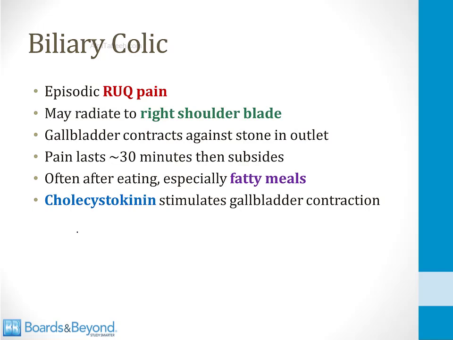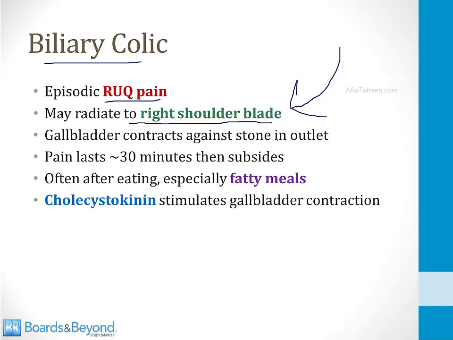So now we'll talk about a number of the different clinical syndromes that gallstones can cause, and the first one is biliary colic. This is episodic right upper quadrant pain. It classically radiates to the right shoulder blade. It's very important to remember this both for your board exams and clinically. Patients who complain of right shoulder pain, especially after eating a meal, may have biliary colic.